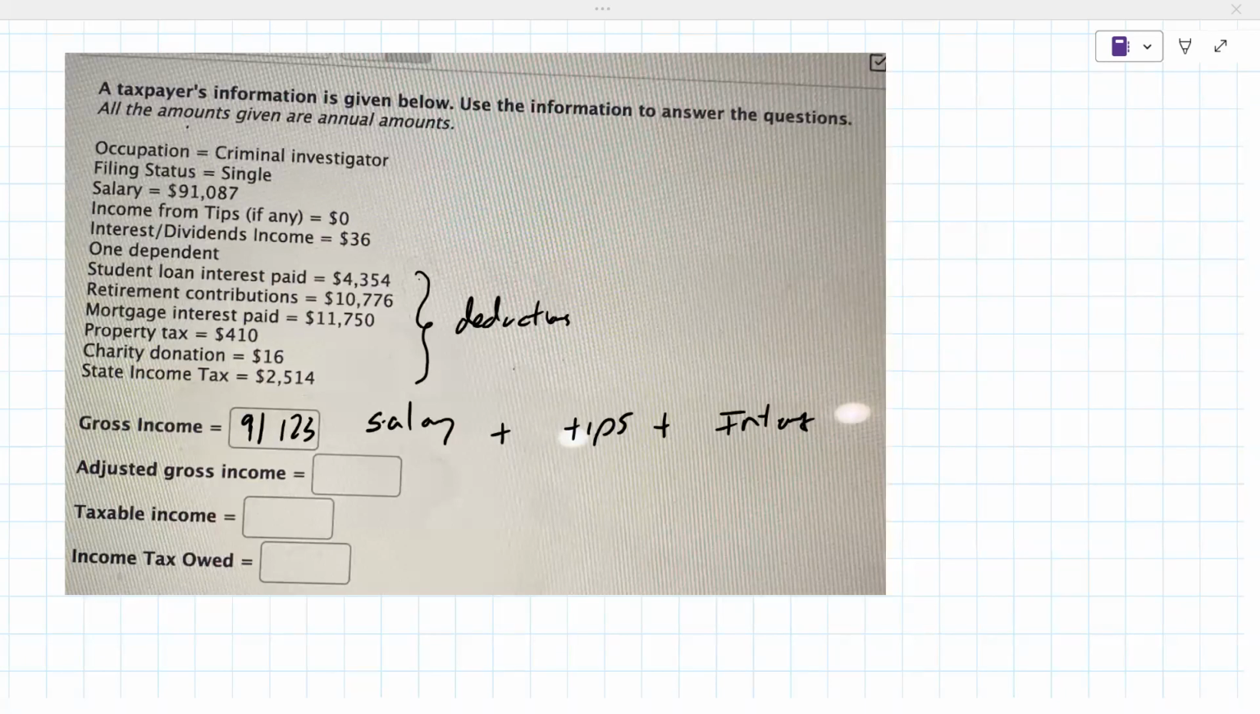Yeah, adjusted gross income: you add up the student loan interest, retirement, and mortgage, and then you subtract that from your gross income, and then you should get your adjusted gross income. Okay, if you say so, because I have no idea. Truly, I couldn't tell you.